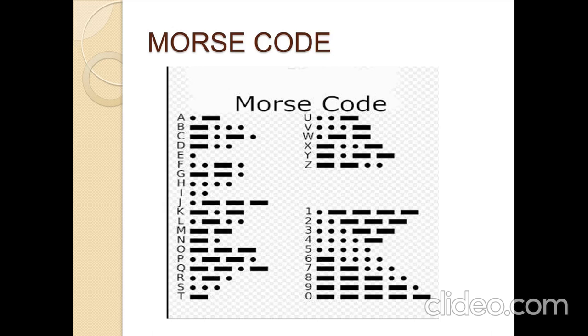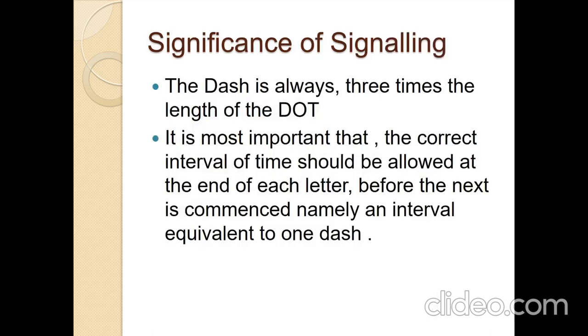I think you can understand this. In order to remember easily, there are different methods also. We will see it later. Now, significance of signaling. The dash is always 3 times the length of the dot. It is most important that the correct interval of time should be allowed at the end of each letter before the next is commenced, namely an interval equivalent to 1 dash.